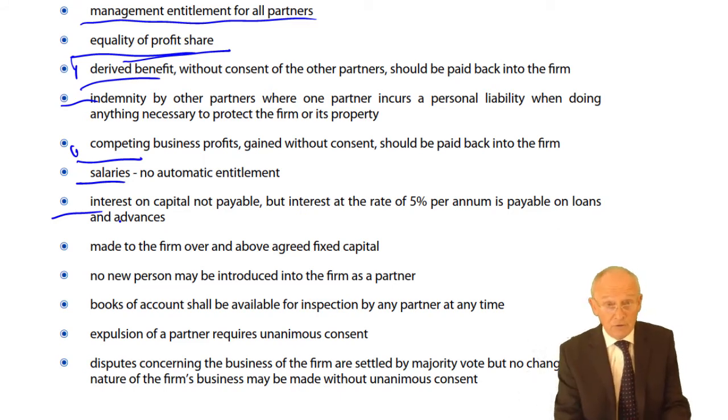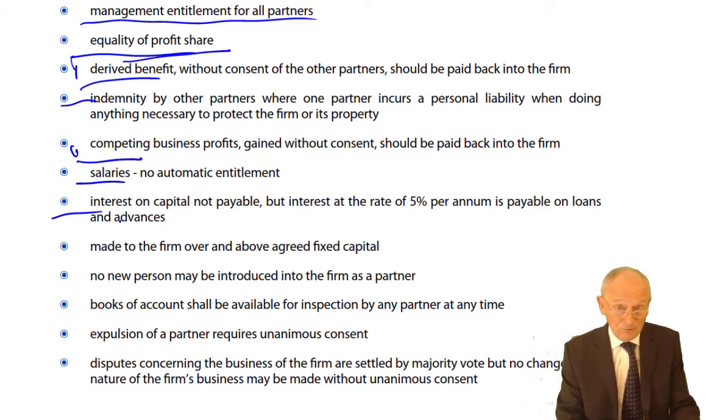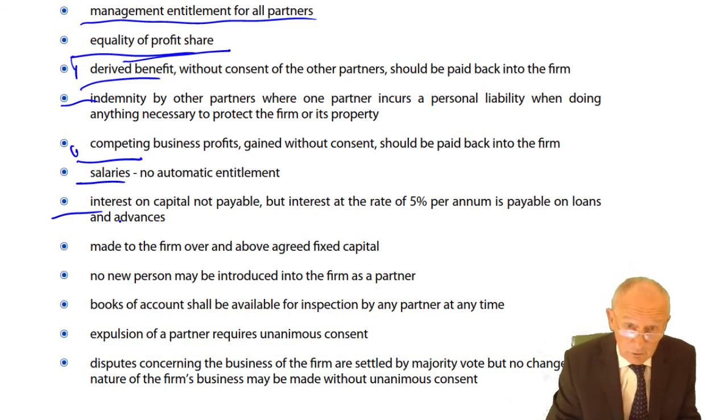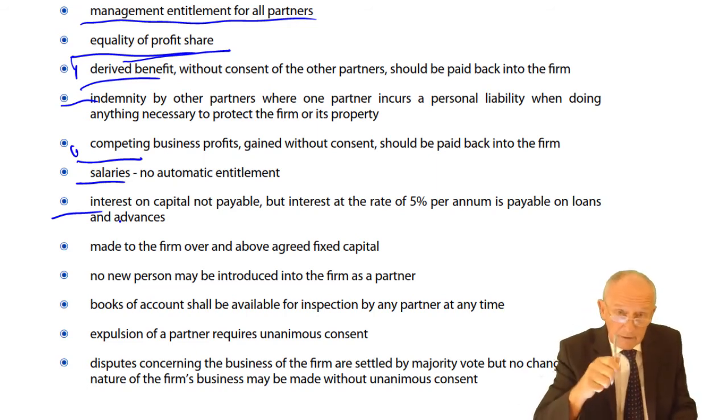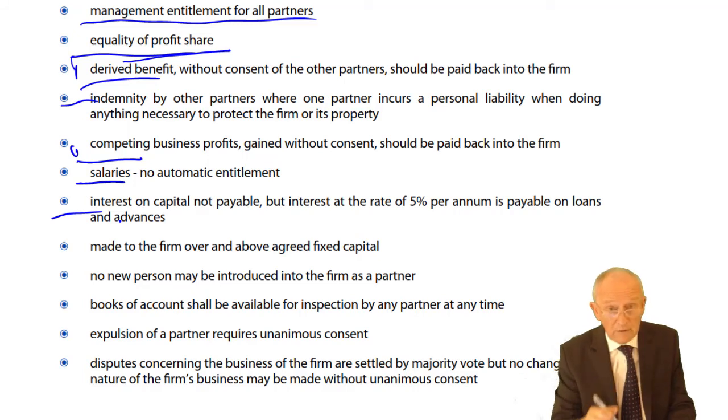Interest at the rate of 5% per annum on loans and advances made to the firm over and above the agreed fixed capital. We'd have a third account for me then, wouldn't we? We'd have my capital account, my current account, and my loan account. And that loan account, that would be a partnership expense. Interest on that loan would be a partnership expense. Would it?